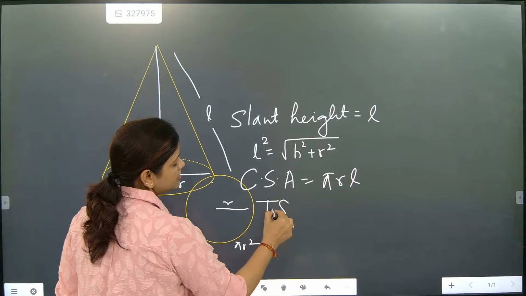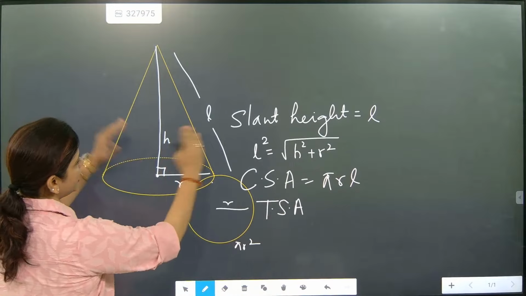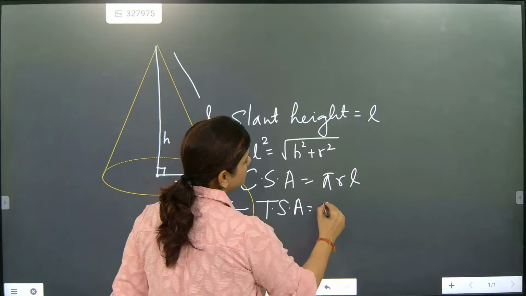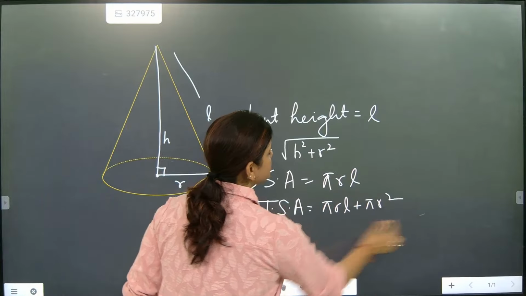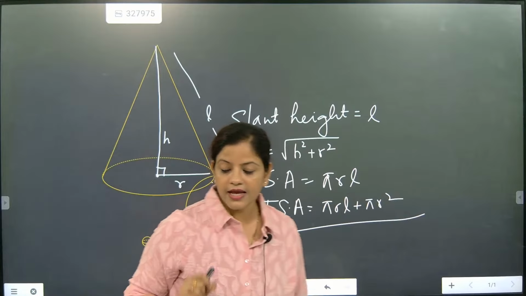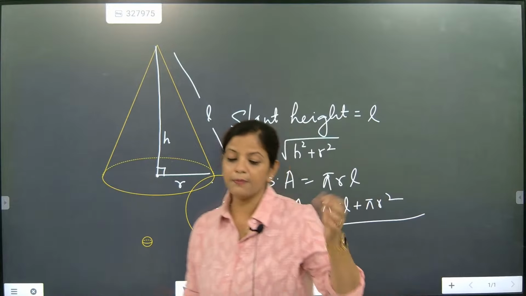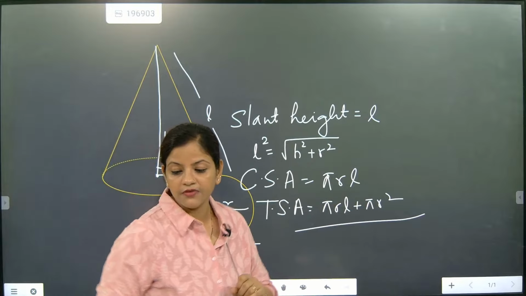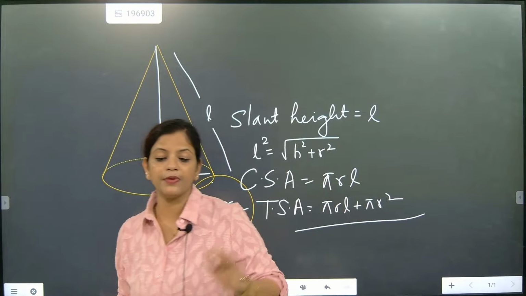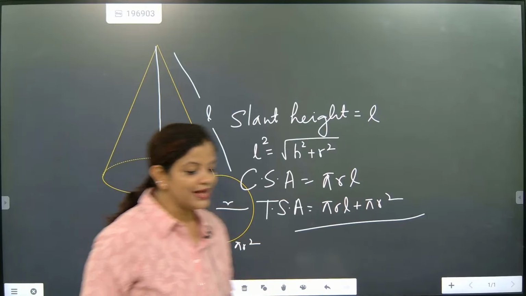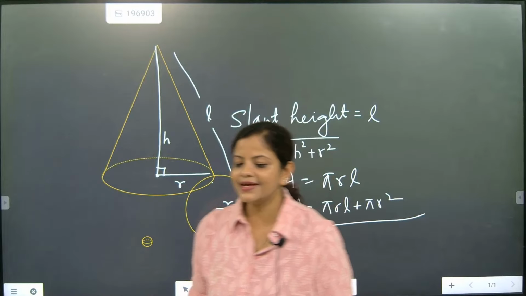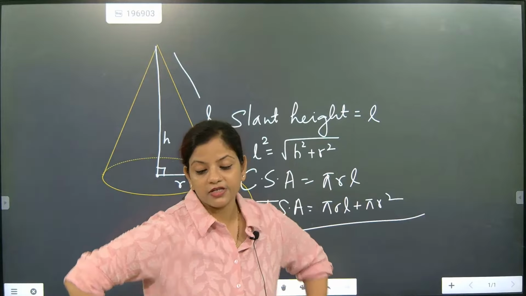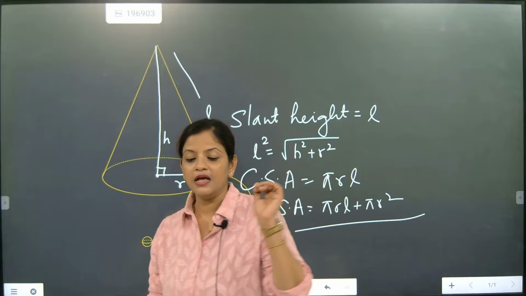TSA means you will take the entire upper section and you will take the bottom region also. So it will become pi RL plus pi r square. This is exactly TSA. TSA means CSA plus base area. CSA means curved surface area plus base area, that will become the total surface area. I hope till here it is okay for all of you. TSA is pi RL plus pi r square.